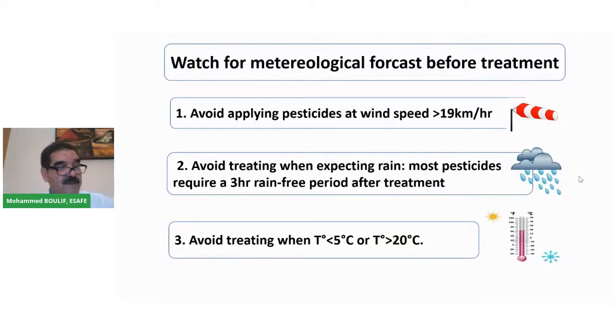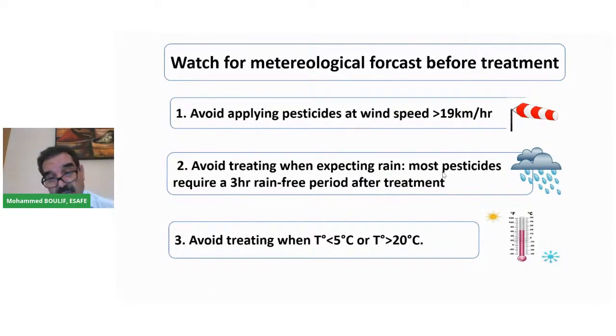Obviously, you have to teach them some ecological rules. You have to watch the weather forecast and advise them not to apply any pesticide when wind speed is above 19 kilometers per hour, or when we are expecting rain. Most pesticides require a 3-hour rain-free period after treatment.